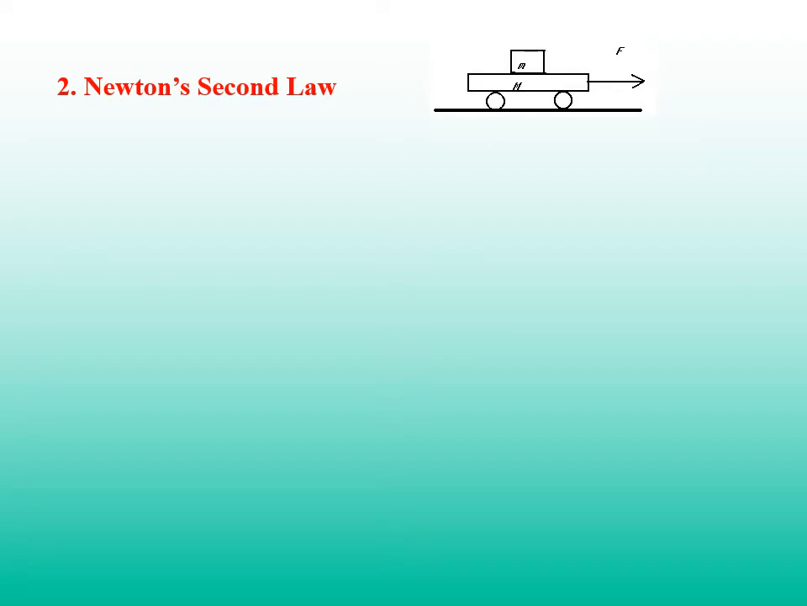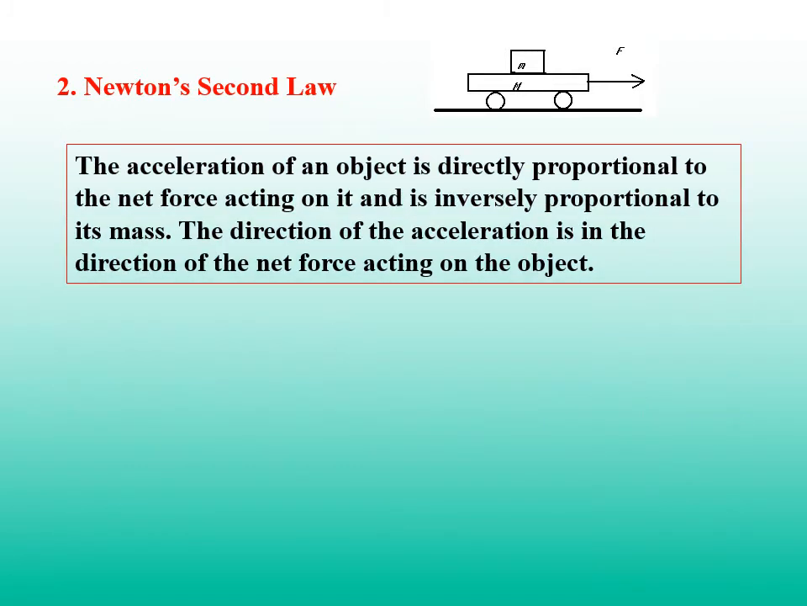Newton's second law makes clear the relationship between acceleration and force. It can be summarized as follows: the acceleration of an object is directly proportional to the net force acting on it and is inversely proportional to its mass. The direction of the acceleration is in the direction of the net force acting on the object. As an equation, it can be written a equals sigma F divided by m.